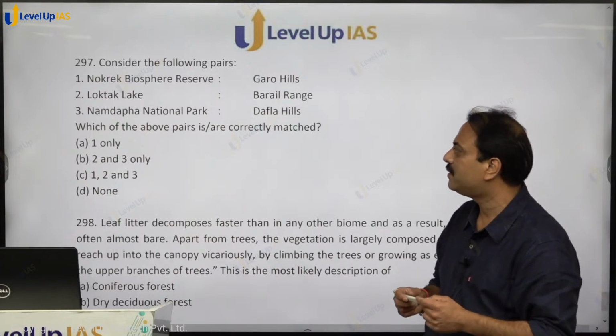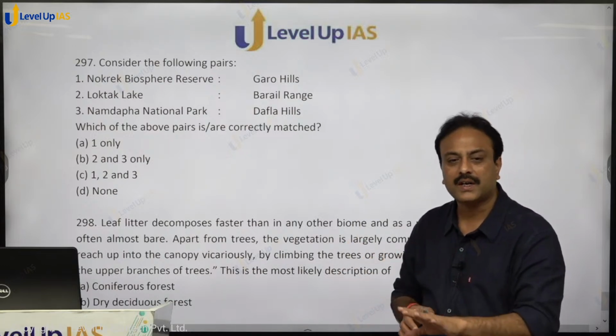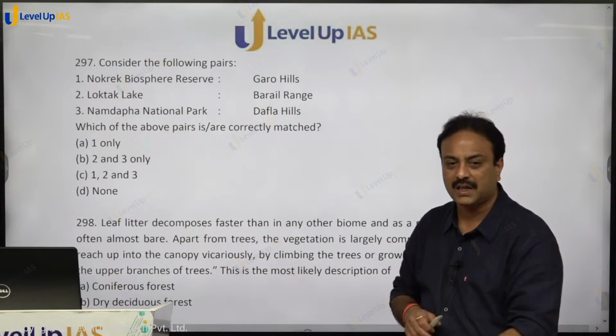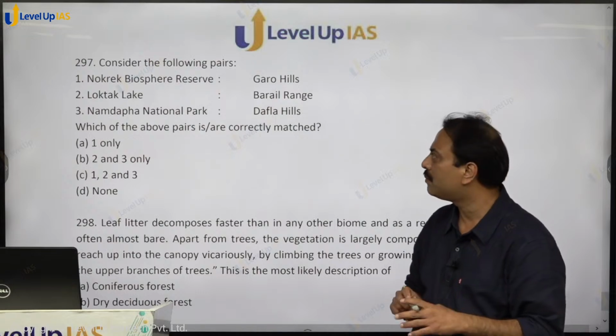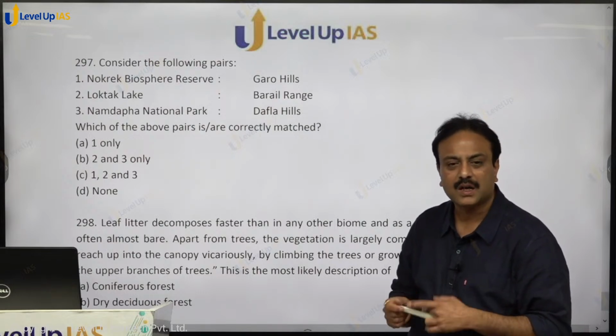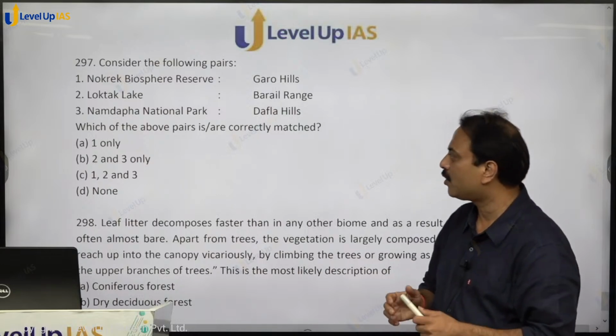Consider the following pairs. Nokrek Biosphere Reserve, Garo Hills. Nokrek Biosphere Reserve is in the Nokrek region, East Garo Hills, Meghalaya. Garo Hills is correct. Where is Loktak Lake? That is in Manipur. Barail Range, Assam. It is not in Manipur. So Loktak Lake, Barail Range will not be a correct option.